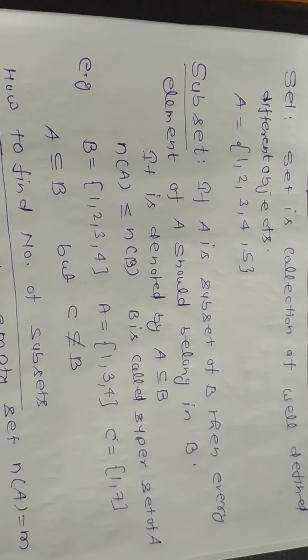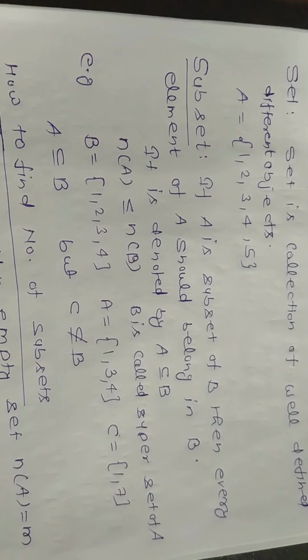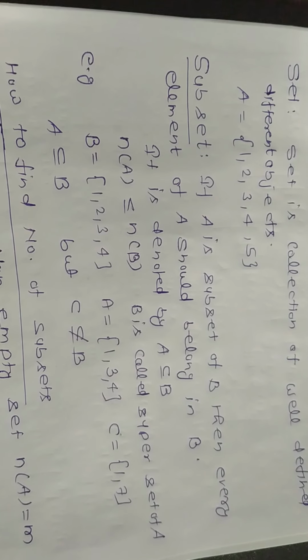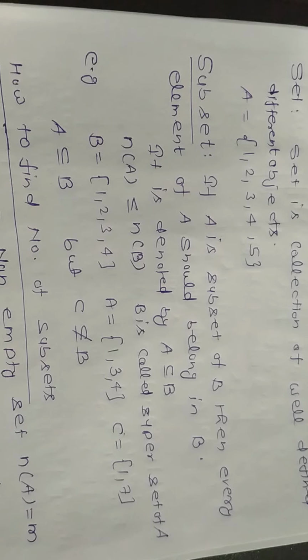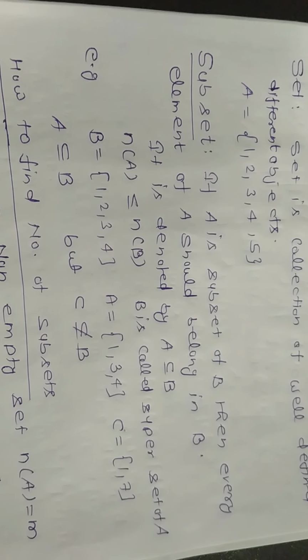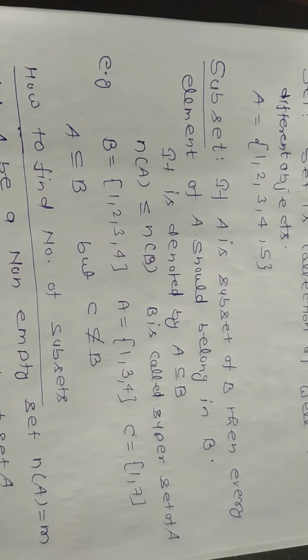For example, I have taken 3 sets, set B, set A and set C. You can see all the element of set A belong in set B, but all element of set C does not belong in set B. So we can say A is subset of B, but C is not subset of B.